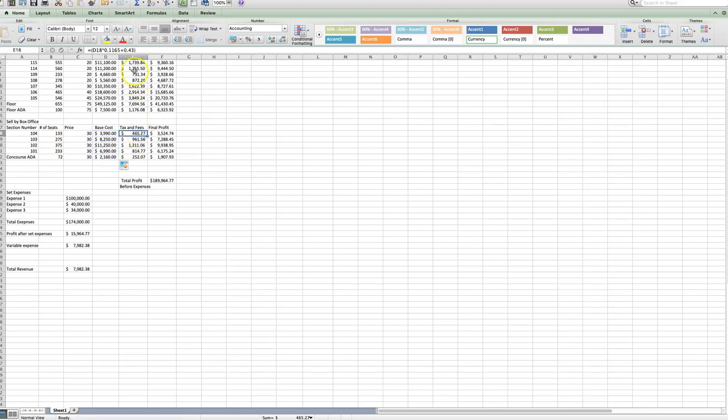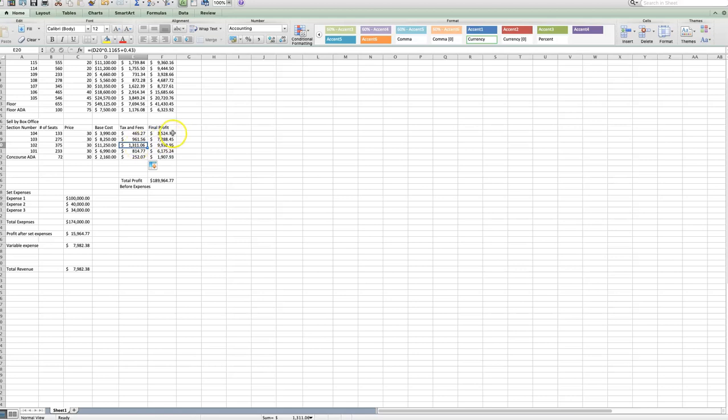Your taxes and fees, this is the other equation that you're going to need. For me, it is D18, which is this base cost number right here, the $3,990, times 0.1165 plus 0.43 in parentheses. You hit enter. It should have this number appear. You can pull that down. Once again, to check it, you can go up here to D19, D20. Those all should be there.